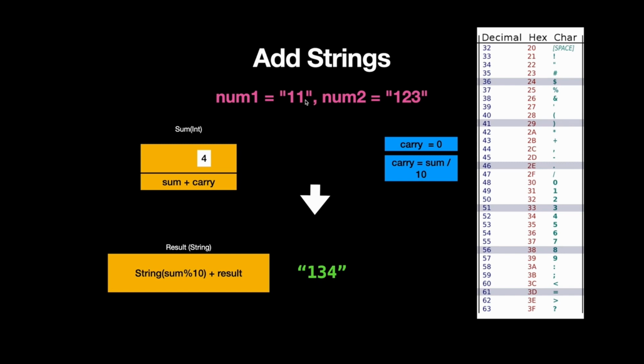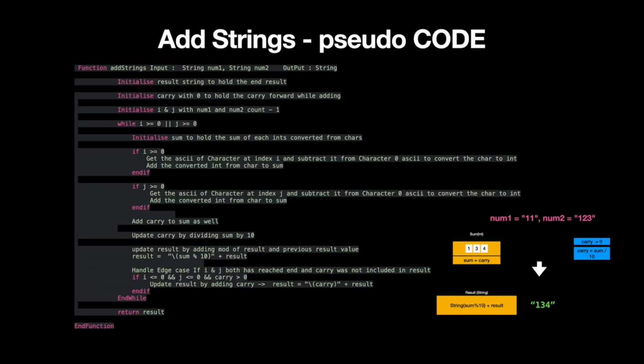In this one, there is no carry, so 1 and 3 will give 4, right? And 4 mod 10 would be 4 only. So 4 plus result, which is nothing for now, so nothing. And then exactly the same with 3, 1 and 2 would be 3, and then in the next loop we'll have 1. So it becomes 1, 3, 4, right? So this is how we will do addition of strings. So let's see this pseudocode. Initialize the result string to hold the end result, right?